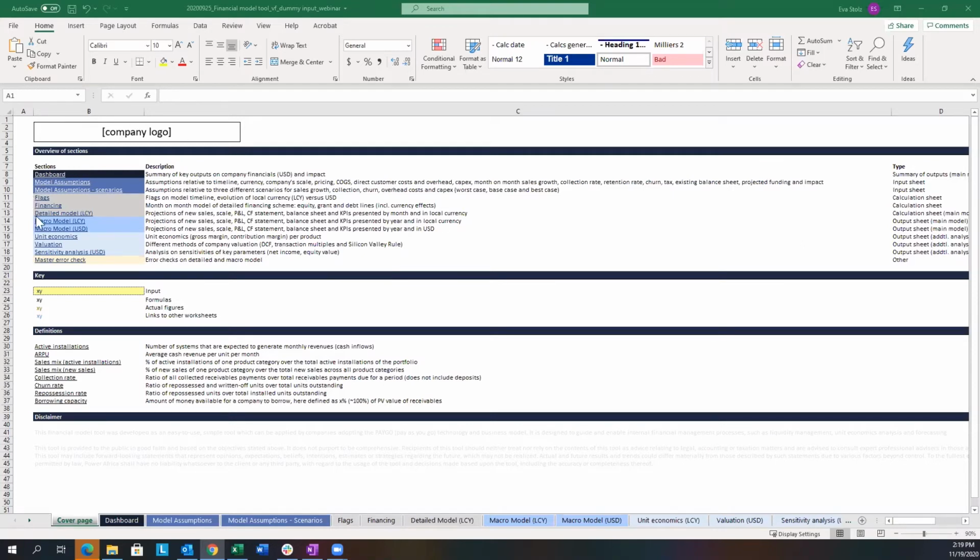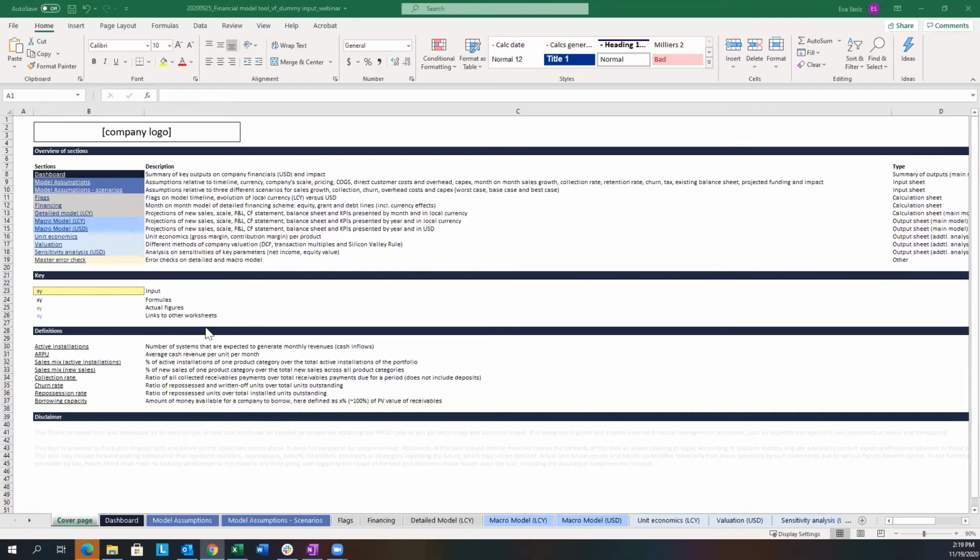So these are the sheets that are part of the main model, which are the ones that we will focus on today. It starts with a dashboard, then you have 2 assumption sheets, calculation sheets, and then 2 output sheets, one in local currency and one in US dollar.